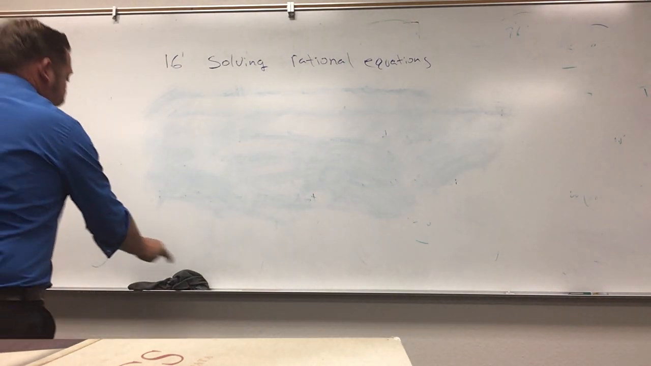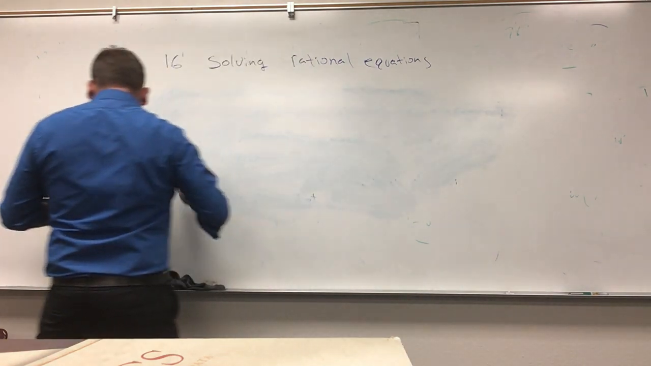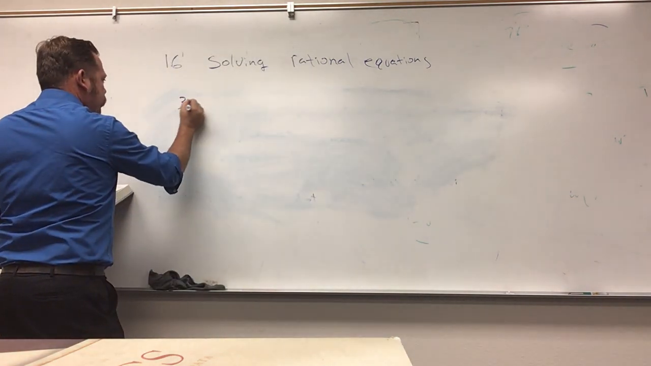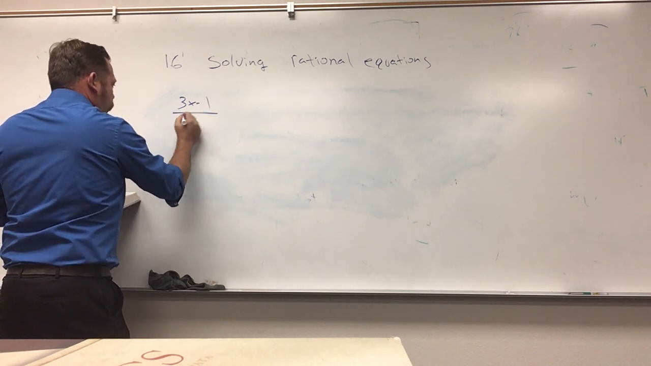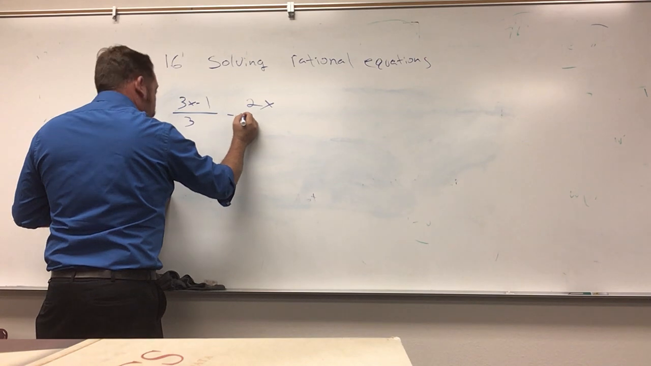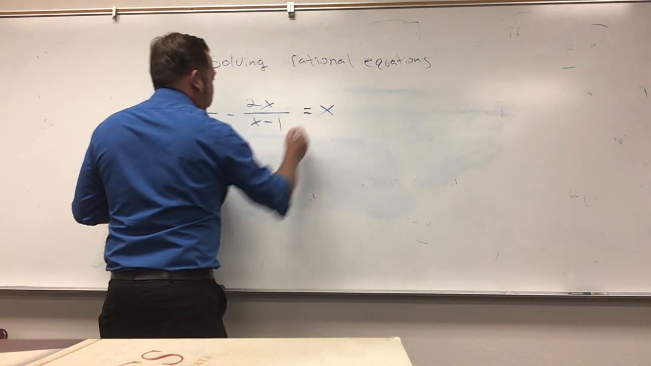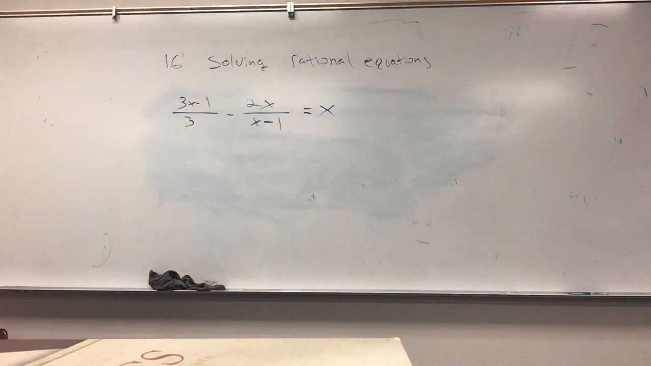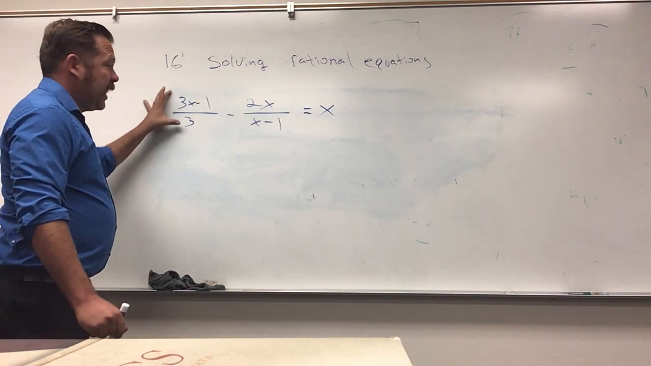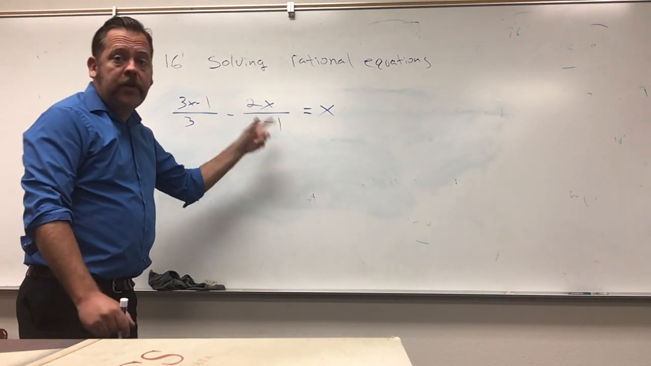So let's try (x minus 1) over 3 minus 2x over (x minus 1) equals x. All right, so this is what a rational expression is. Fraction, polynomial on top and bottom. Fraction, polynomial on top and bottom.